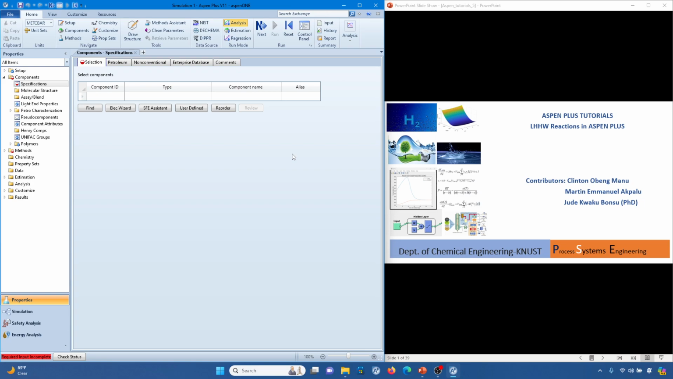Welcome to this Aspen Plus tutorial on reactors, and today we'll be looking at a set of reactions different from what we saw previously. Previously we looked at the power law models, or reactions that followed power law kinetics. Today we want to take a look at the Langmuir-Hinshelwood-Hougen-Watson reactions in Aspen Plus, and how to specify such reactions or kinetics in Aspen Plus.